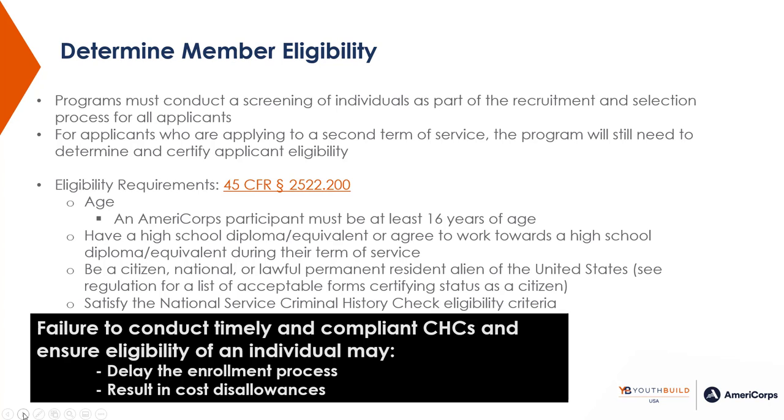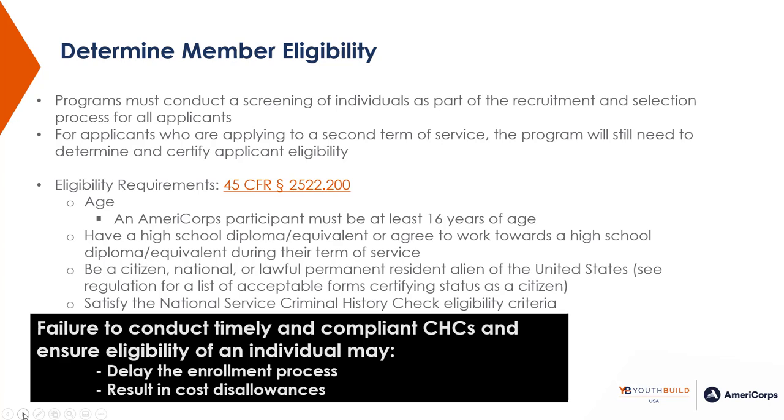The individual for our program must be at least 16 years of age. They need to have a high school diploma or equivalent, or agree to work towards a high school diploma equivalent during their term of service. So this is an AmeriCorps rule. Most of our young people are going to be coming in without a high school diploma or equivalent. That's okay. They just need to agree to work towards one. And that's included in the member service agreement. Again, that template is on our website. So when they sign the member service agreement, part of their signing it is agreeing to work towards a high school diploma or equivalent if they don't already have one.